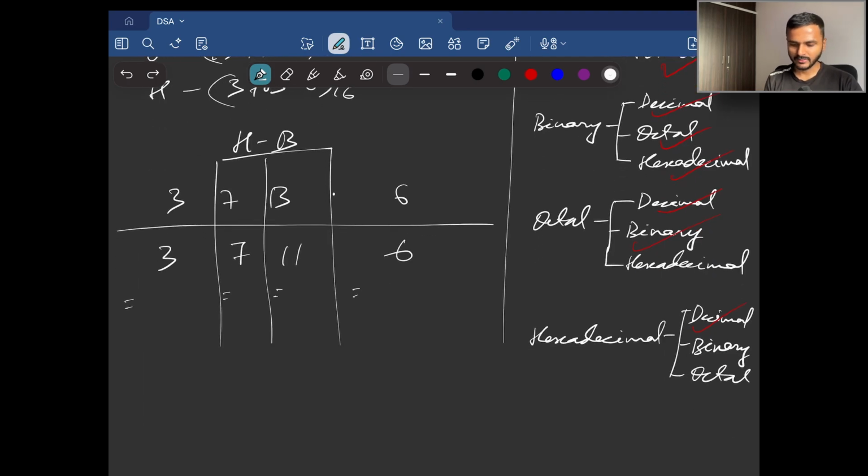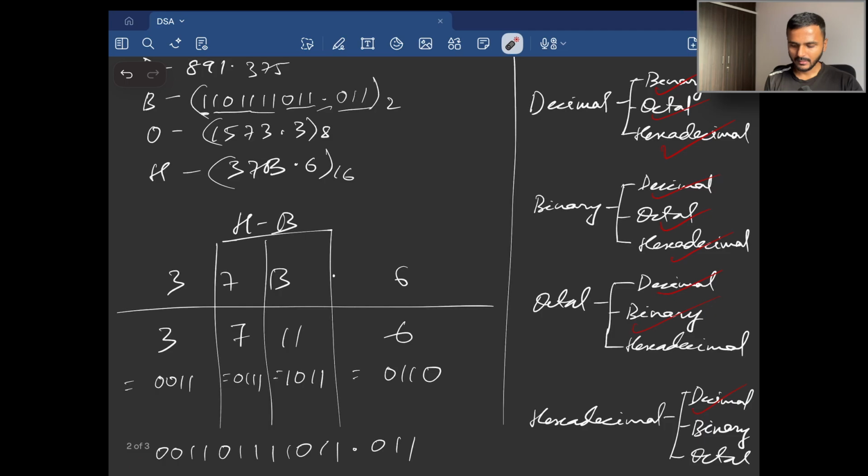So 3, as we know, is 0011. 7 will be 0111. 11 will be 1011. And 6 will be 0110. Now, if you write this together, we will get 0011, 0111, 1011 dot 0110. And if you compare this with what we have over here, you will see that both are the same. To the right of the decimal, we have 011. Then for the whole number part, starting from the extreme right, we have 1011. Then we should have 111, and we have 111. And lastly, we have 11. So this is how we can convert hexadecimal to binary.